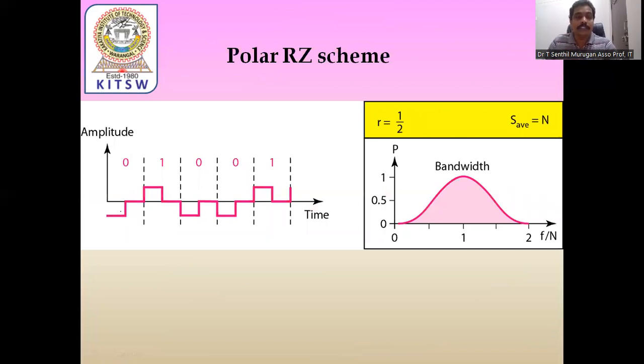See here, this is the zero timeline amplitude we are representing. Whenever the signal is 0, it goes negative to zero in the middle of the transition, and if it is 1, it goes positive to zero. So in the middle here, the transition happens and it returns to zero. Here R equals 1/2. Why? Because here is one signal and here is one signal, so two signals for one data bit, so R equals 1/2.